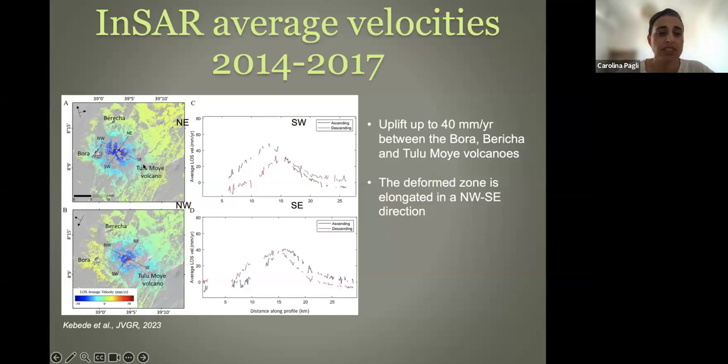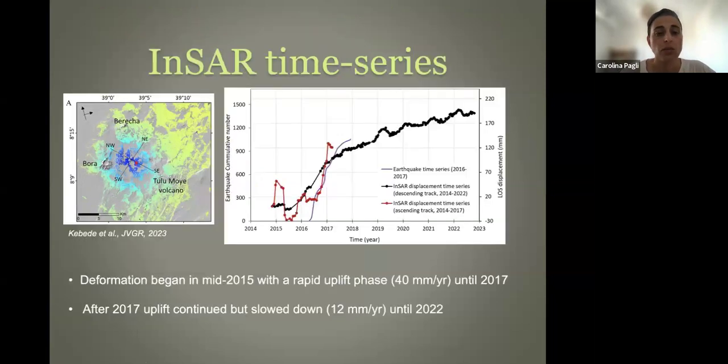The uplift is not centered on one of the volcanoes, but is between them. Here you have Tulu Moye, here's Bora and Bericcia, and you see the concentric signal is really here. And if you have a look at the two cross sections, it's fairly clear that it's all consistent with just simple uplift. So what we did then is have a look at the time series where we could.